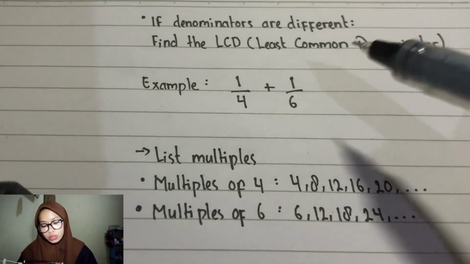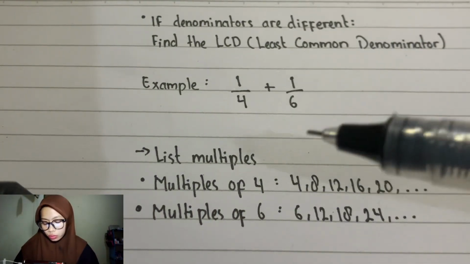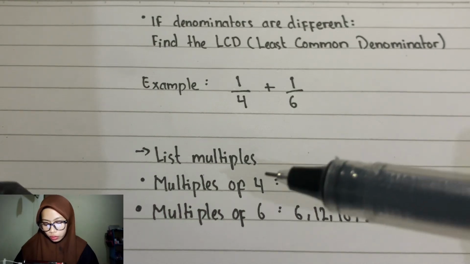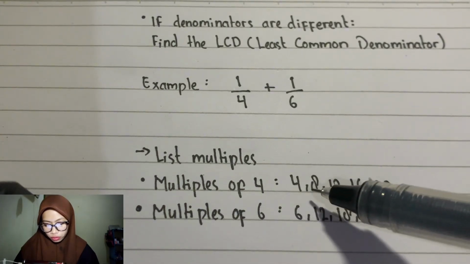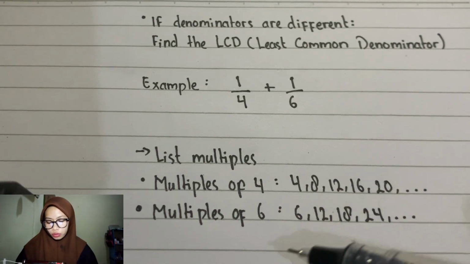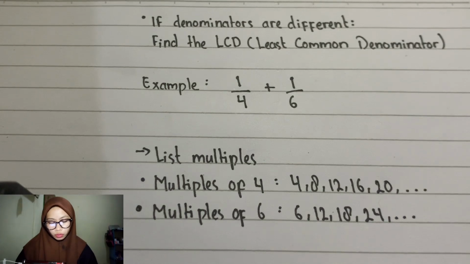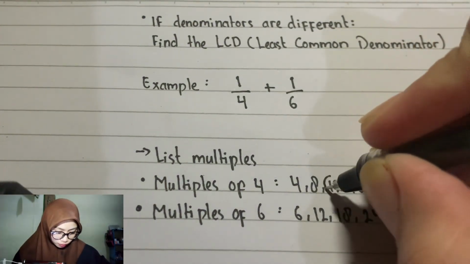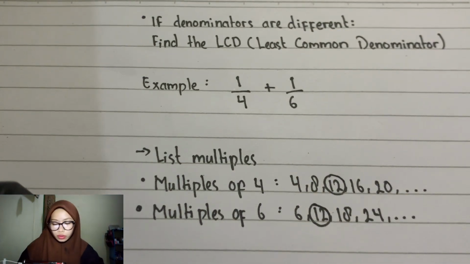Okay, we use this example. So the first step, we need to list multiples of 4 and 6. Multiples of 4 are 4, 8, 12, 16, and 20. And for 6 it is 6, 12, 18, 24. So the first common multiple is 12. So the LCD is 12.